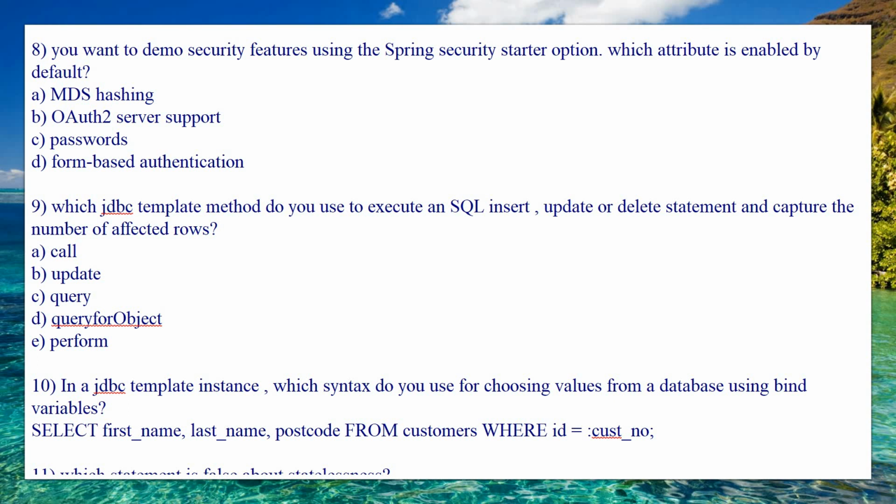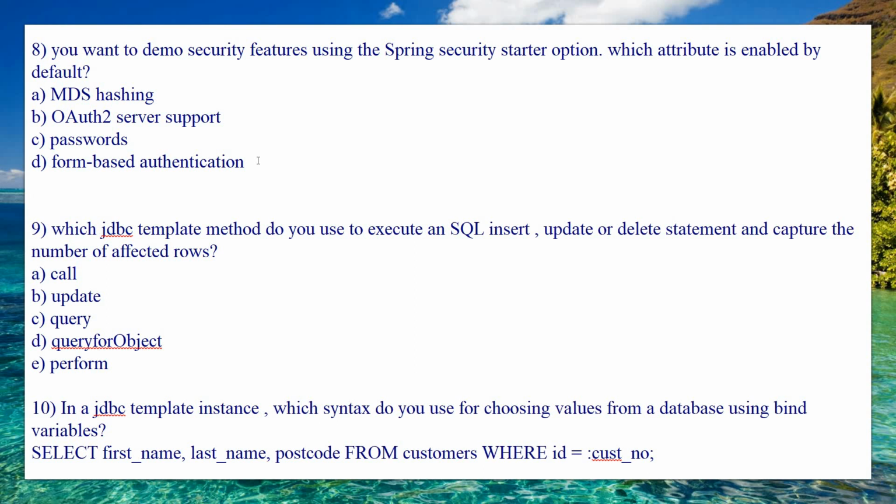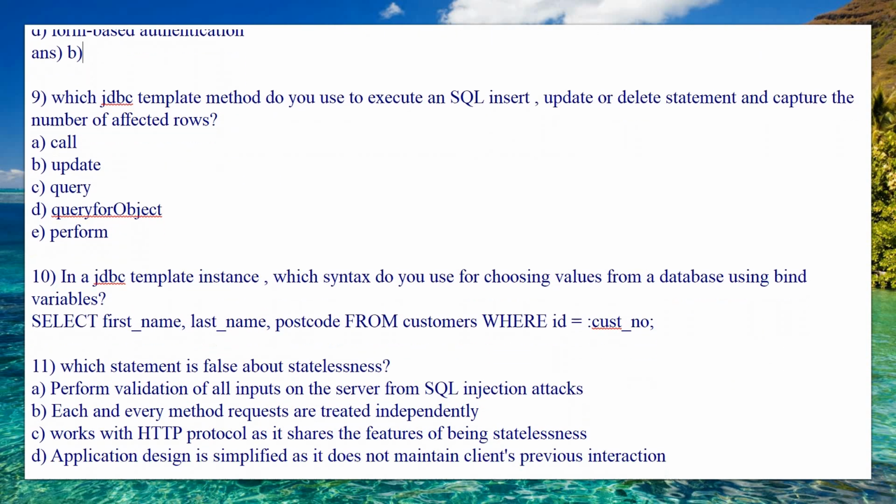So next thing is form-based authentication. Those are all the old versions of providing the security features. And now for Spring Boot Security Starter option, there is an OAuth 2 server support, which provides two-way authentication. So you can say the correct answer for this question is option B for the 8th question.